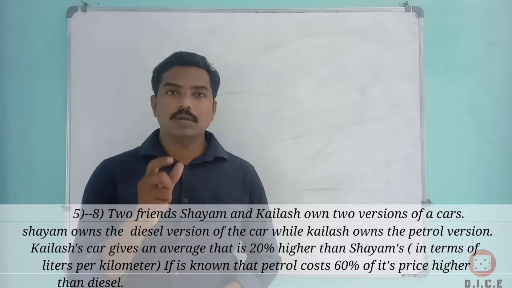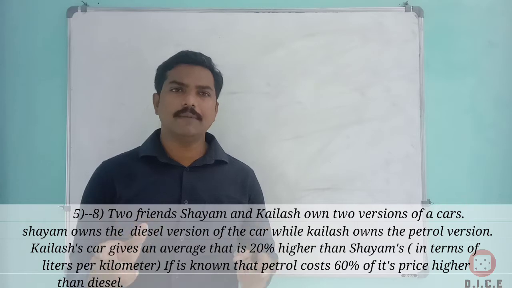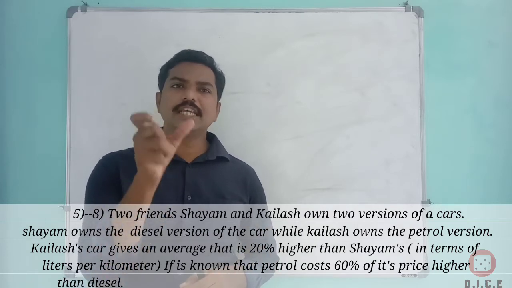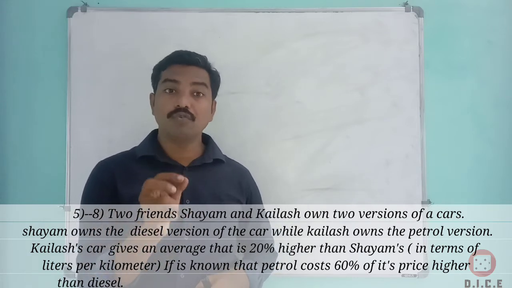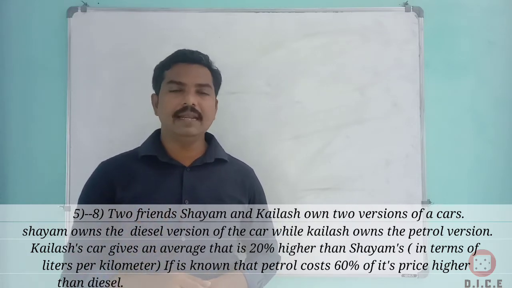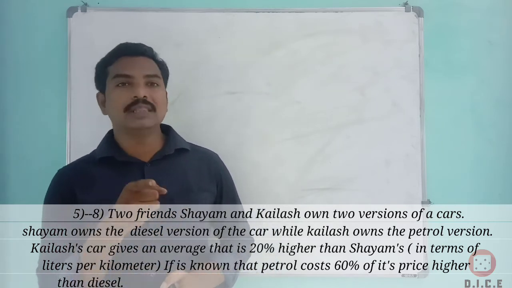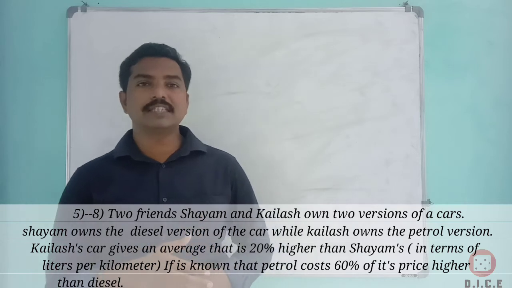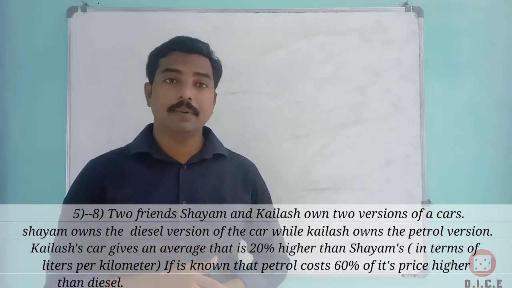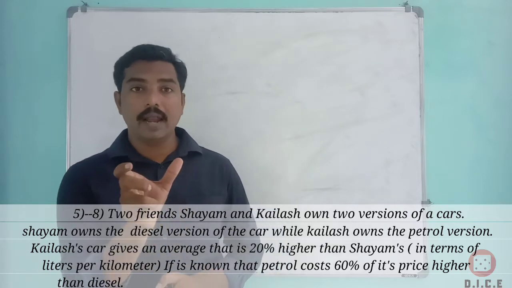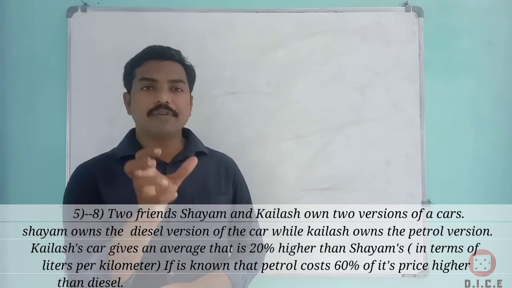It is known that in every data, with a single point the entire questions will be solved. So you have to find that particular point. In this data, the particular point is this: it is known that the petrol price is 60% higher than the diesel car. This is the last line of the paragraph. If you see the last line of the paragraph, that is the key point here.